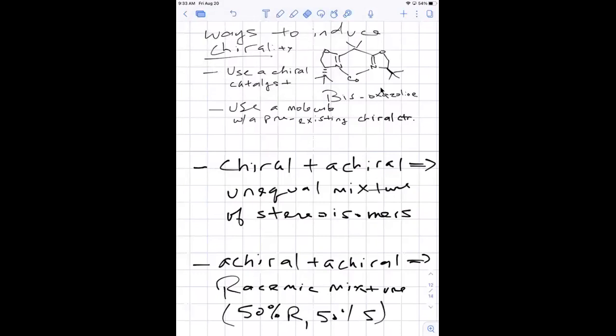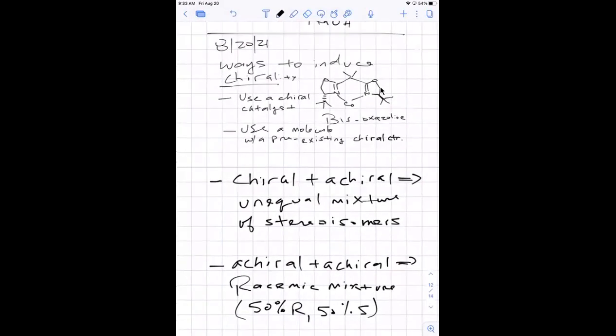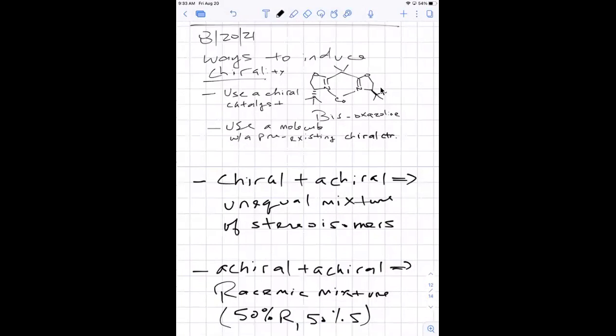Right, 50% R, 50% S. And so again, why does this matter? If we go back to something like Taxol, it matters, right? That you're able to do a reaction and do it enantioselectively so that you get out one stereoisomer, or you're able to isolate one stereoisomer.